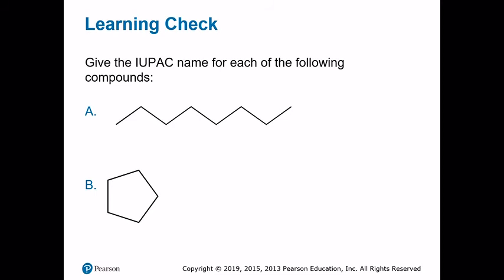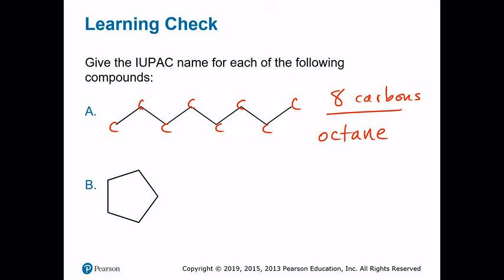So in this first example, A, we have 1 carbon at the beginning, 1 here, 1 here, 1 here, 1 here, 1 here, 1 here, and 1 at the end. So that's 1, 2, 3, 4, 5, 6, 7, 8 carbons. It's 8 carbons in a row. It's not cyclic. There's no double or triple bonds or any other atoms. So this must be a simple alkane with 8 carbons, and so that makes this octane. The prefix oct indicates 8.